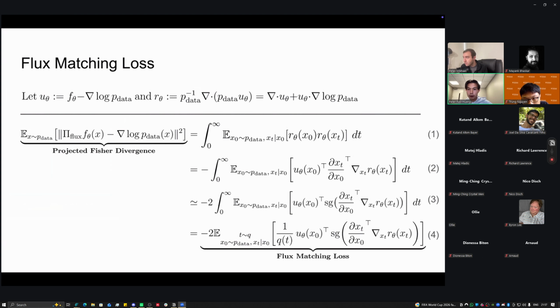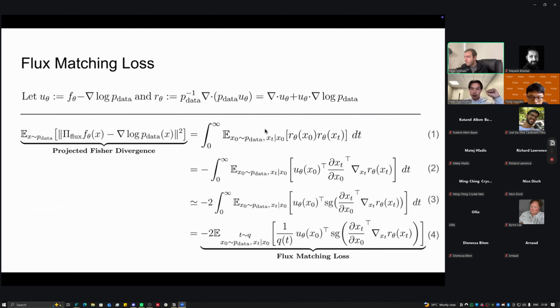Great question. One thing I'm probably missing here is why does the integral go to infinity? Is it t goes to infinity? Yeah, exactly. There's a well-known result in some stochastic process textbooks that shows this equivalency between some version of this projected Fisher divergence and this infinite integral over autocorrelations.